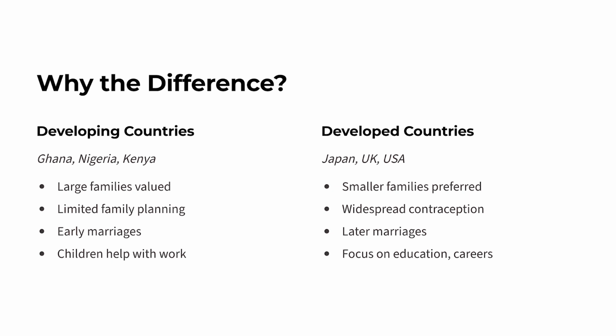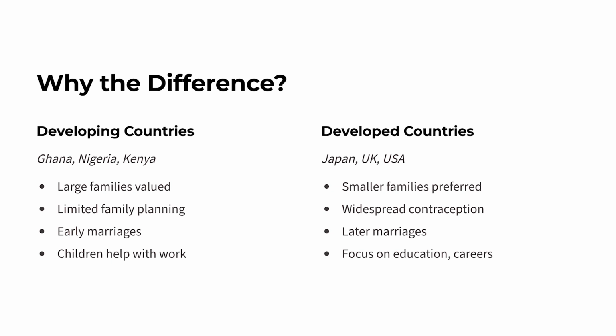In developing countries like Ghana, Nigeria, and Kenya, people usually have larger families. Culturally, having many children is seen as a sign of blessing, strength, and even security in old age. Parents have more children so that they have more help on the farm, at home, or in family businesses. Also, in many rural areas, access to family planning is limited. Not everyone has the information or resources to control how many children they have.